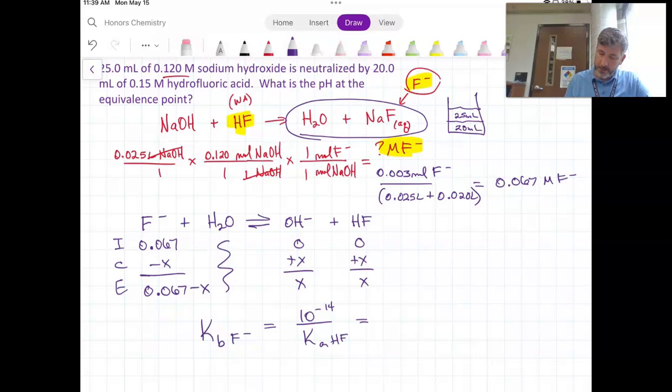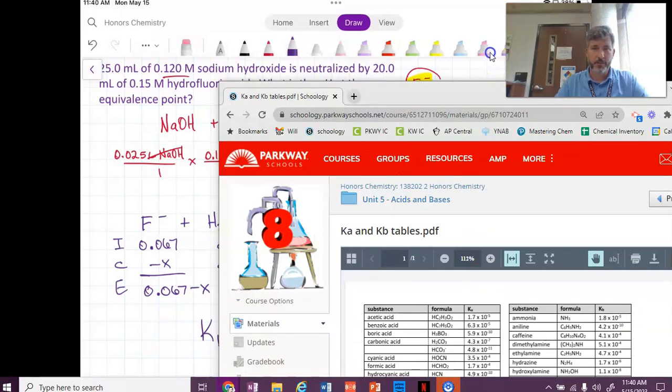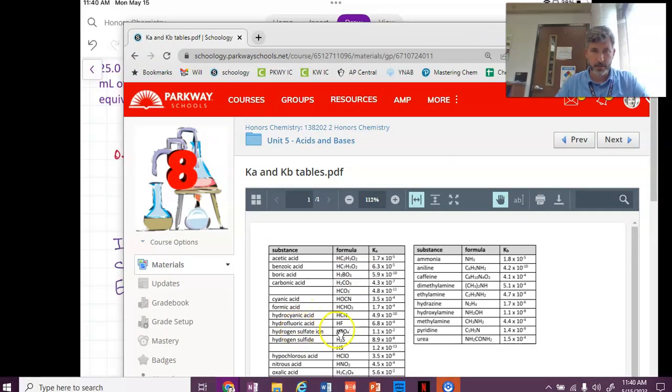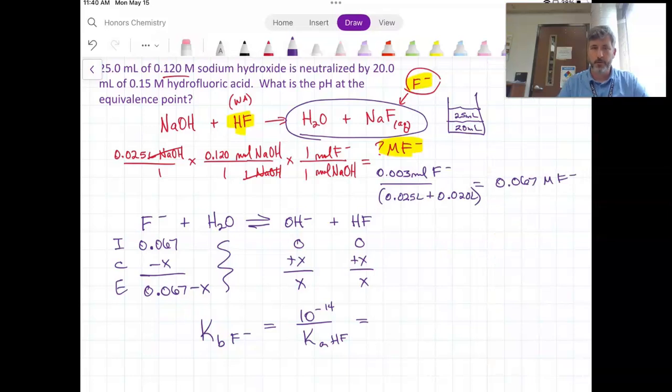So I'm just going to simply find the Ka for hydrofluoric acid, which if I look on my table, hydrofluoric acid is right there, 6.8 times 10 to the negative 4. All right. So we're going to do 10 to the negative 14 over 6.8 times 10 to the negative 4. And that is going to give me the Kb for the fluoride, as a base. So even though I didn't have that on my table, by knowing the Ka of its conjugate, I can figure that out pretty easily. Okay, so let's go ahead and do that.